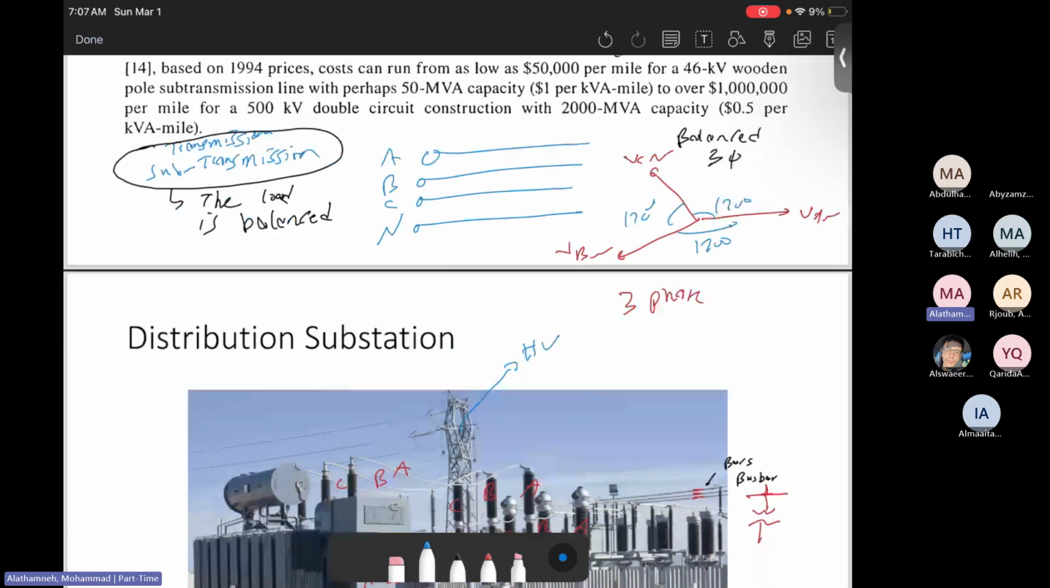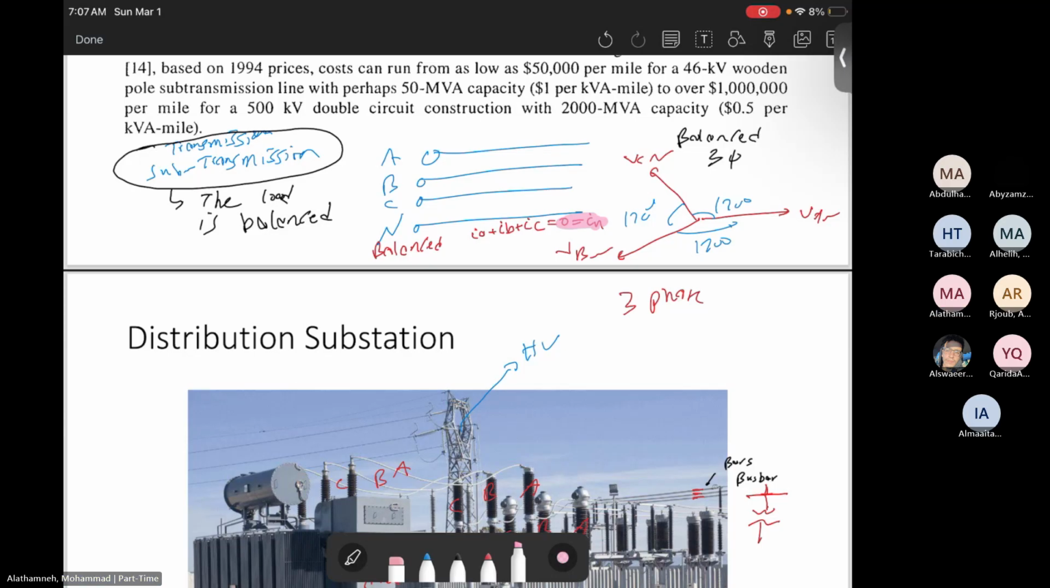As a result, if the system is balanced, let me talk about the currents: IA plus IB plus IC equals 0. And this is the same as I neutral. So the neutral current is 0. Since the neutral current is 0, there is no need to install a fourth wire. It is already 0.